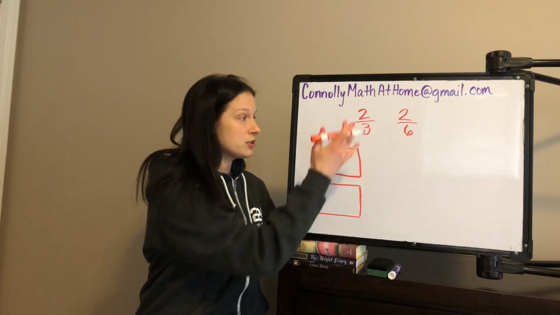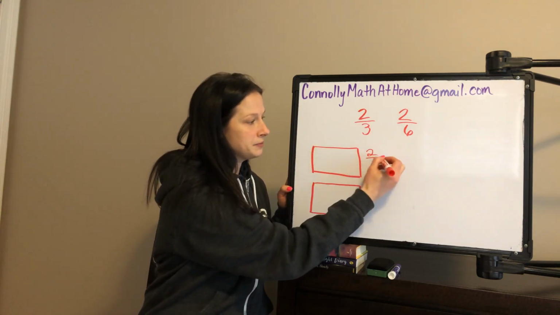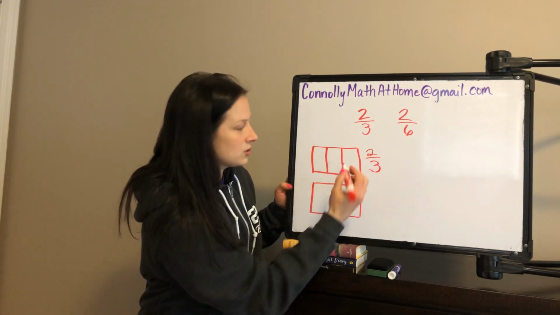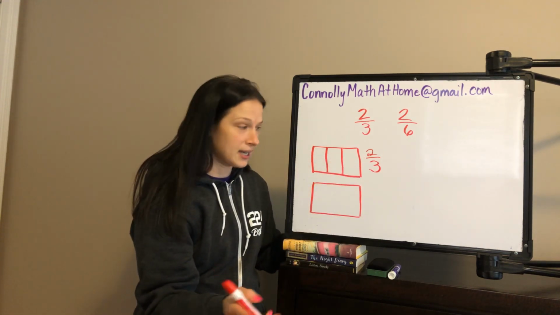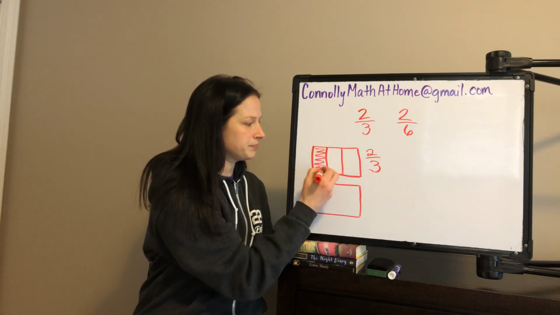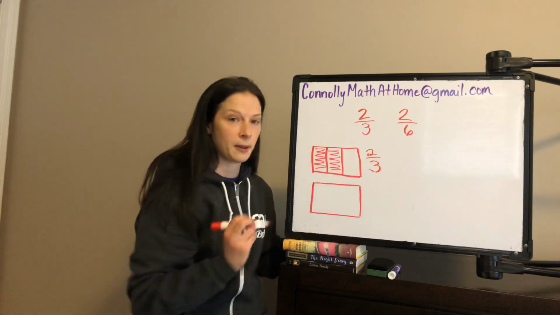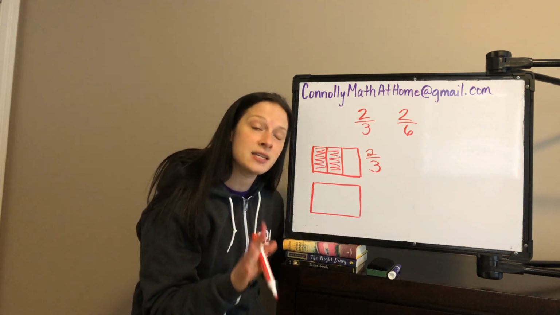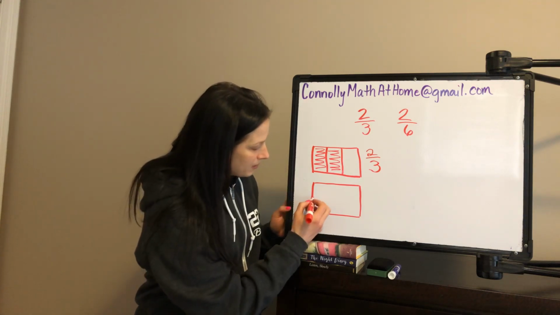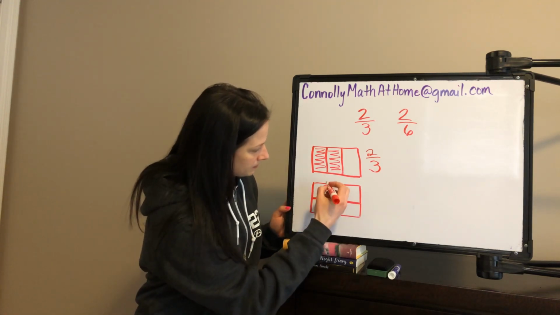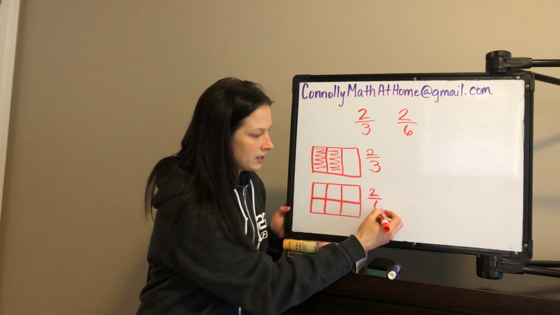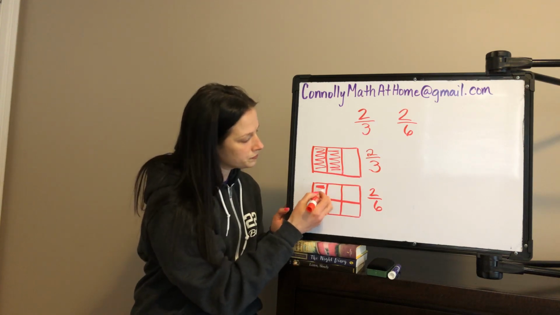The first one I'm going to represent is 2/3. So I'm going to draw thirds, try to make the equal sized pieces as much as I can. So I made 1, 2, 3 equal sized pieces, and I'm going to shade in 2 of them. I want you thinking about the size of the pieces when we're comparing every single time. Next I'm going to draw 6. And my numerator is the same, so I'm going to shade in 2.